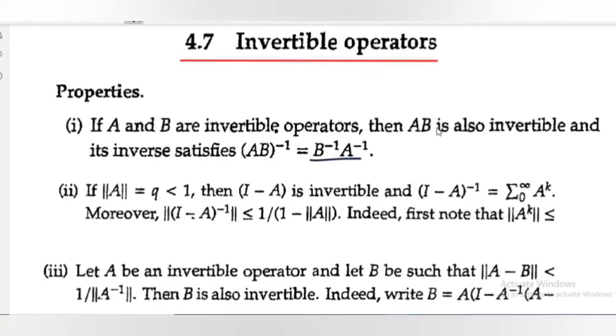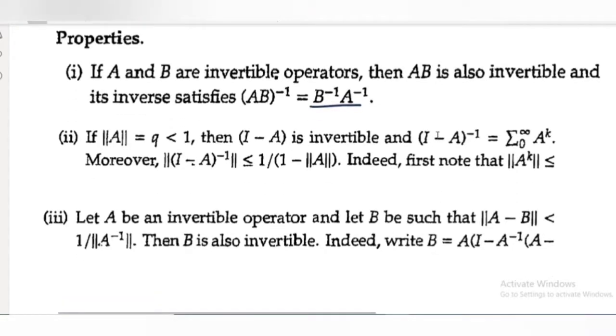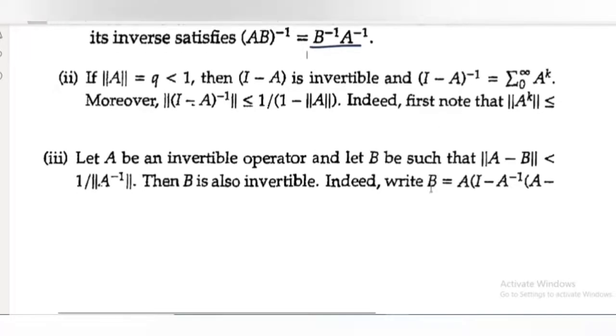Now the second property is: if norm of A is equal to q and q is less than 1, then I minus A is invertible, and (I minus A) inverse is equal to the sum from k equals 0 to infinity of A raised to k. Now the third property is: let A be an invertible operator and B be such that norm of A minus B is less than 1 by norm of A inverse. Then B is also invertible. This is what we have to prove.